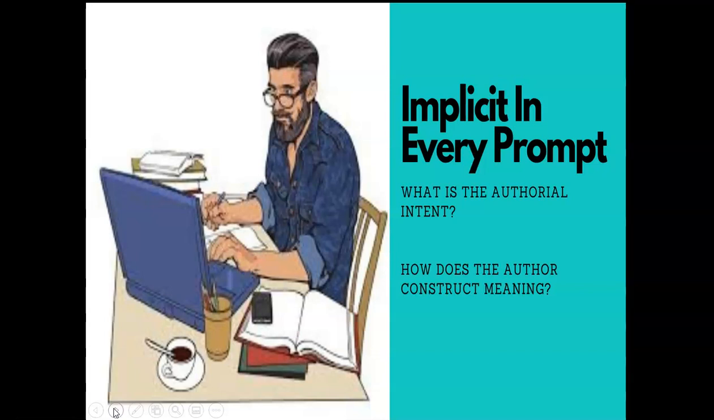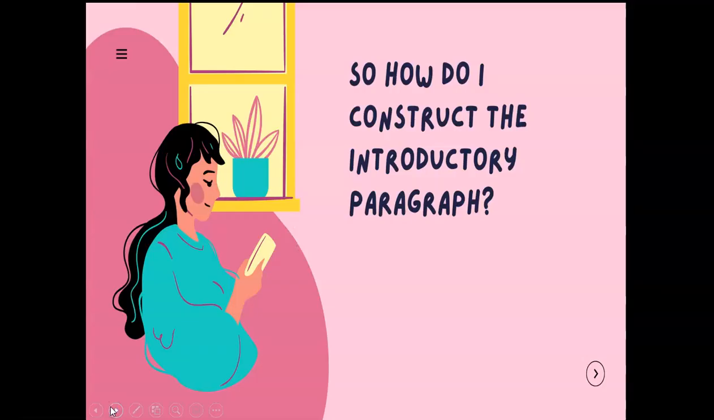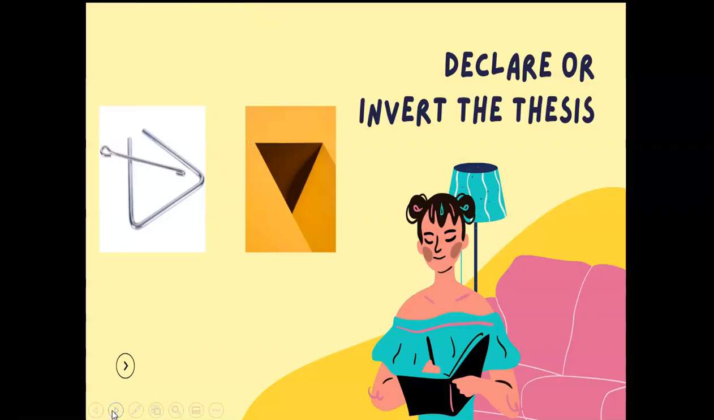And in order to get a real good hardcore thesis, both of those questions need to be answered. So, what is the authorial intent? And how does the author construct meaning? So the question becomes, how do I construct the introductory paragraph? Regardless of the prompt, how do I construct the introductory paragraph?